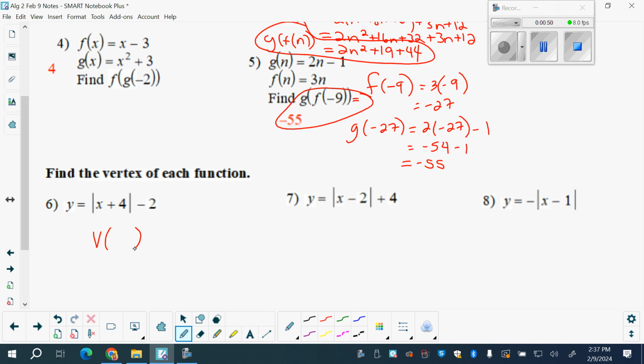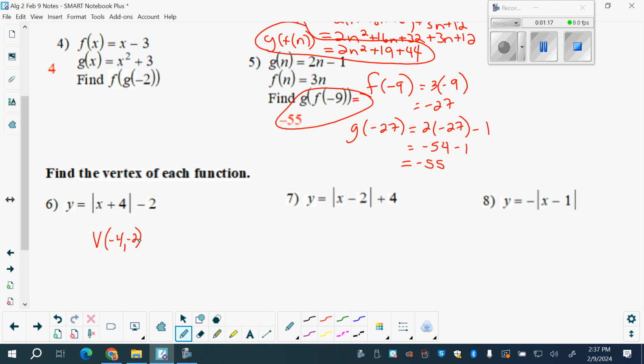Good. So -4, -2. So remember, we're going to use that today with what we're doing. So remember, when it's inside that absolute value there, we take the opposite of that, and that's your x value. So -4 is your x value. This number that's outside, whatever that is, that's your y value.